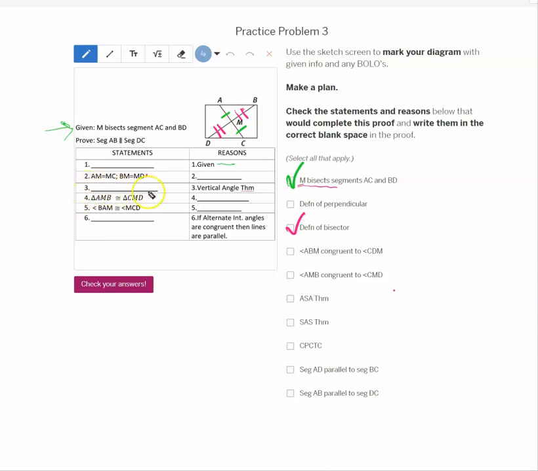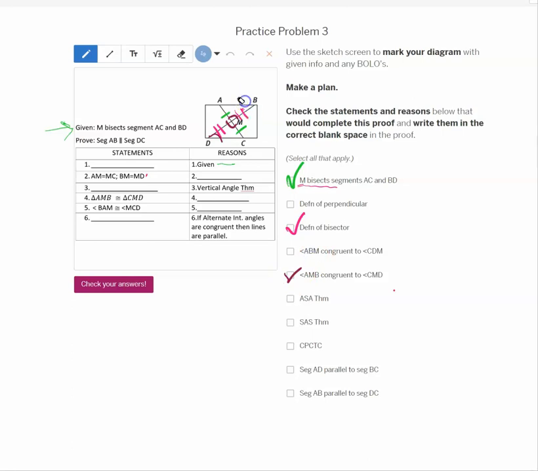Number 3, vertical angle theorem. So what are we going to say about the vertical angle theorem? We can look at our choices to help us. Either ABM is congruent to CDM. That's this one and this one. Those are not vertical angles, so I can't choose that one. This one says AMB is congruent to CMD. That's these two. Those two are vertical angles. So that's what I'm going to choose.